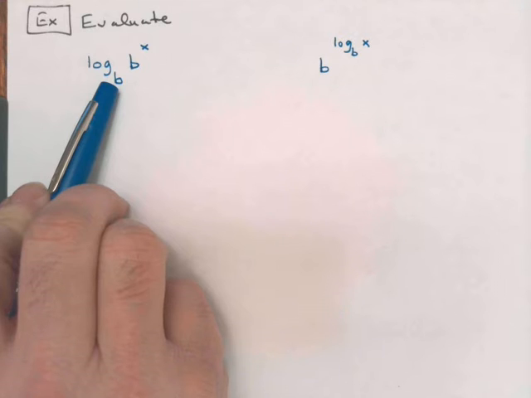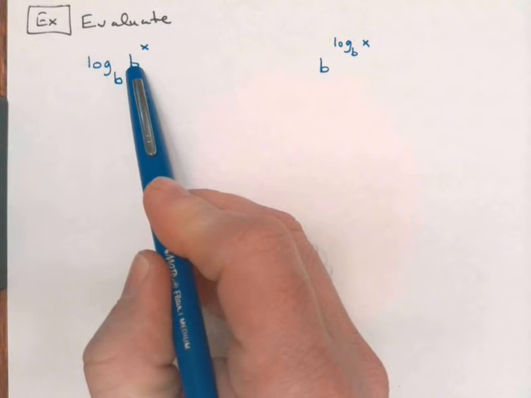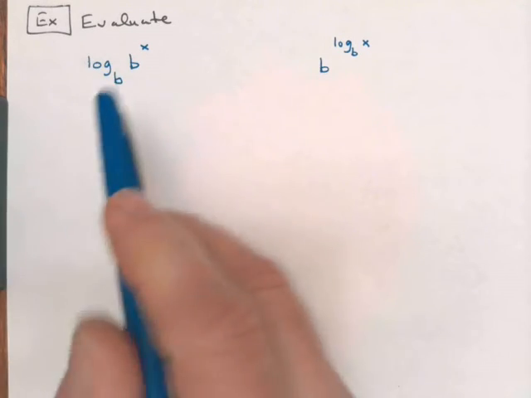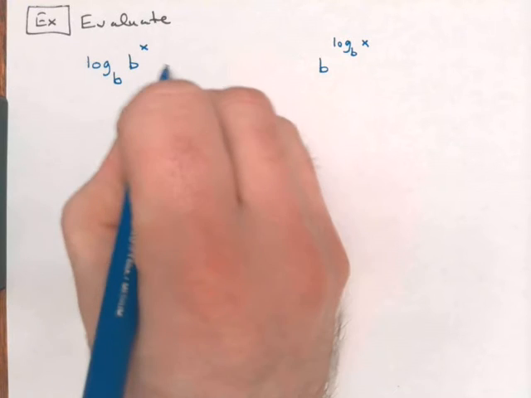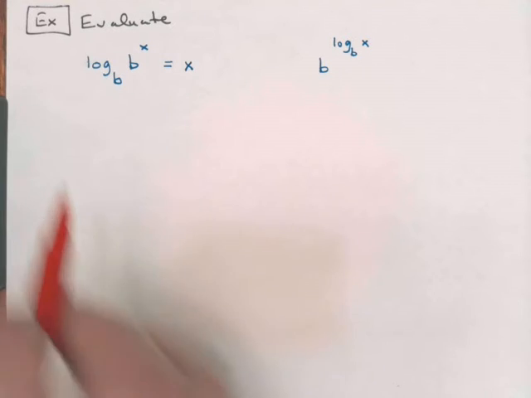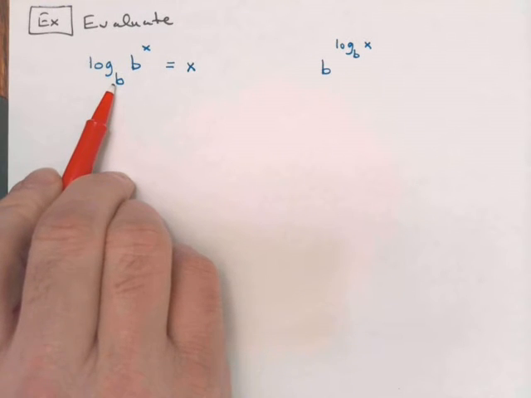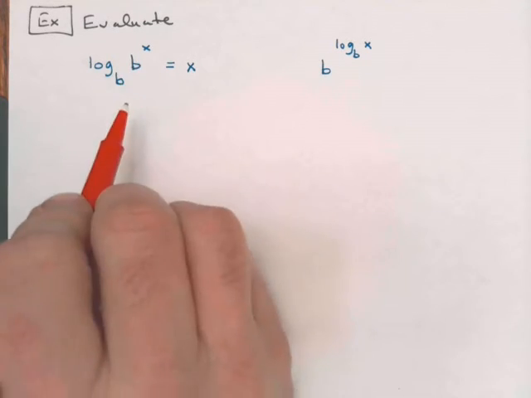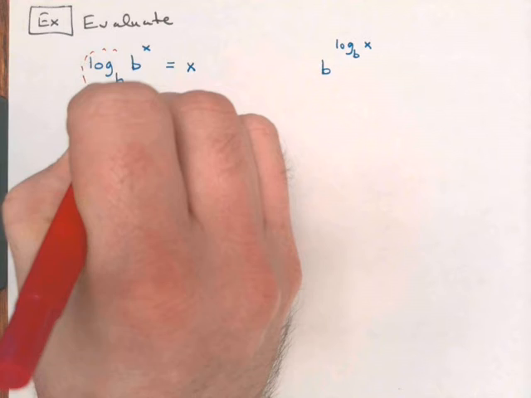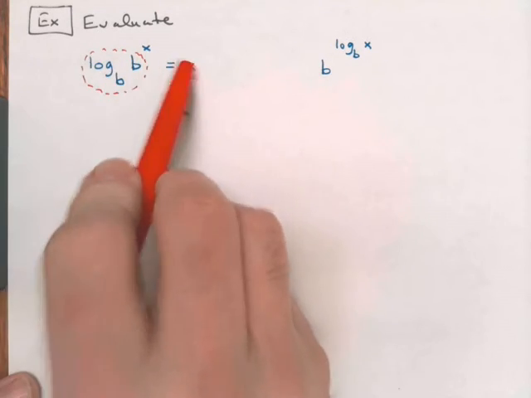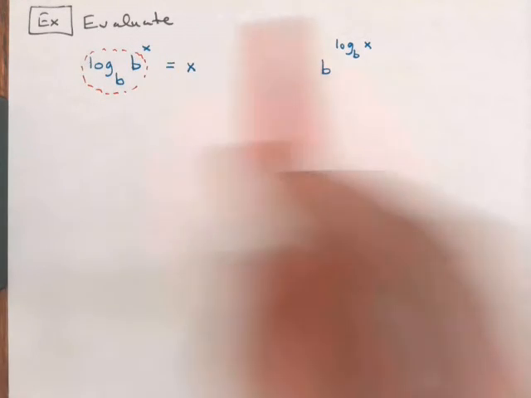If the base of the log is equal to the base of the exponent, then the log and the two bases will end up canceling out, and this will simplify simply to x. So we have a log with a base. We have an exponent. The exponent is x, and the base of the exponent is b. If the log's base and the base of the exponent are the same, then essentially those things cancel out and we just get the exponent for the answer.